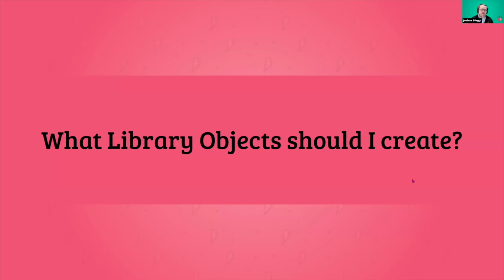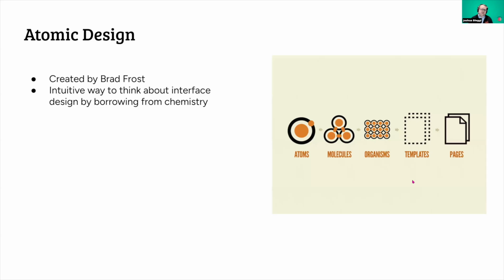That begs the question of, okay, what kind of components, what library objects should I create? I want to talk about this in the context of something known as atomic design. This might be something you're familiar with if you've done any research into UX. The system was created by a guy named Brad Frost. He actually has a whole book about it that you can read for free on his website. That's where I pulled a lot of the images that you'll see across these slides.